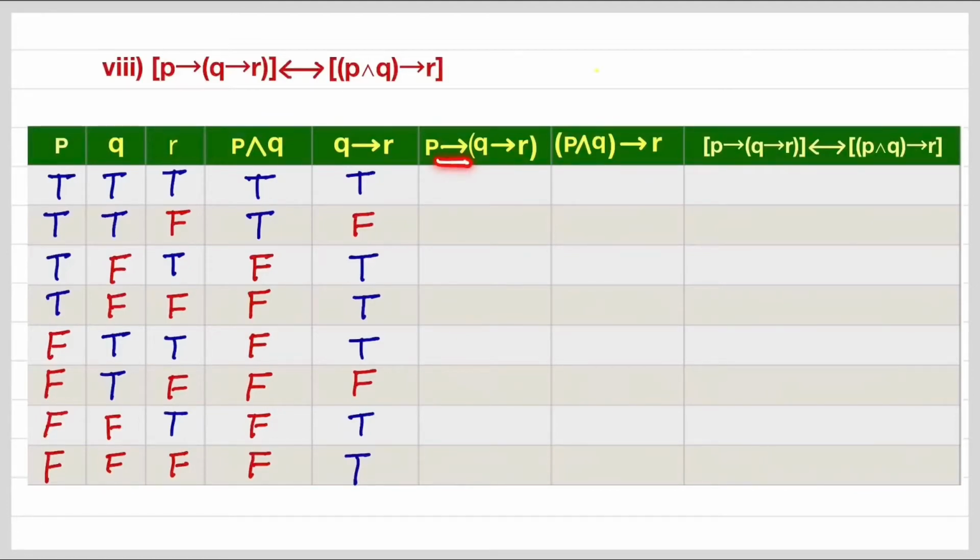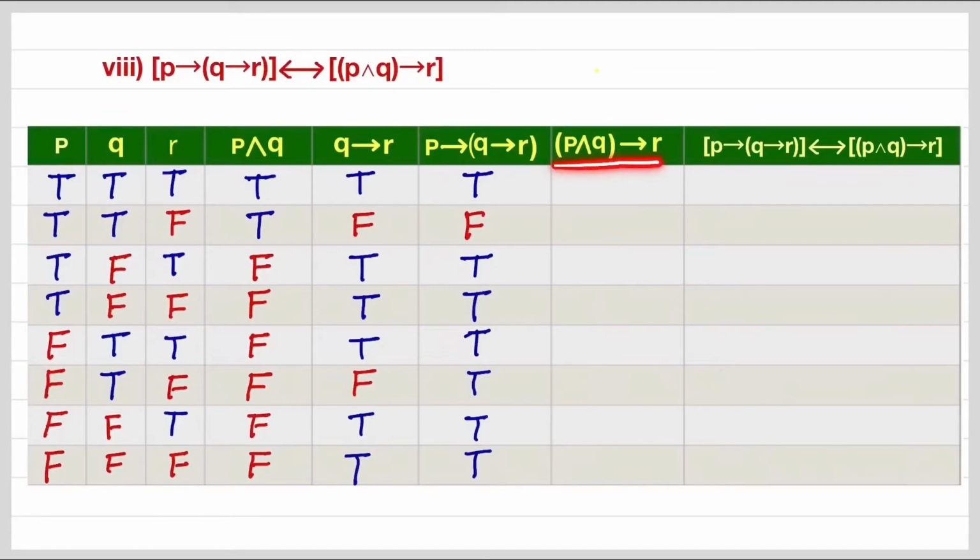Okay. Next is also implication. P implies, Q implies R. P is the first statement and Q implies R is the second statement. See where P is true and Q implies R is false. For P, last four entries are false. Therefore, their implication must be true with any other statement. We will write these four entries as true. Here, second entry satisfies the implication rule. This is false and all other entries are true.